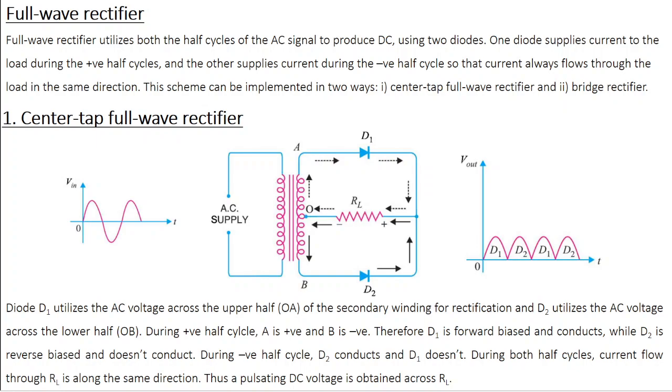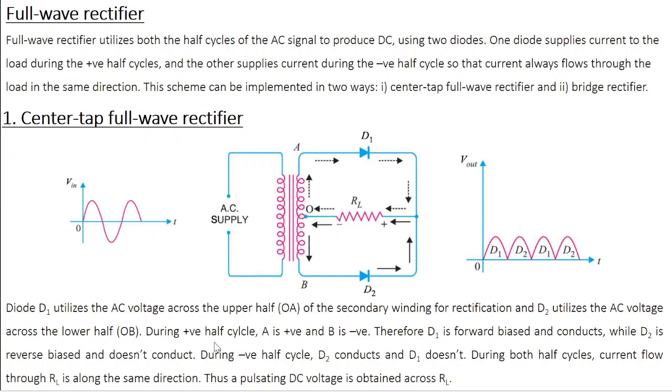This scheme can be implemented in two ways. One is a center tap full wave rectifier, and the second one, which is the most popular, is a bridge rectifier. Let's first talk about the center tap full wave rectifier. So this is the circuit diagram. A center tap transformer has three leads. So you have a positive one here, a negative one here, or a live and neutral, and the middle one you can treat as the ground. And you have two diodes here, and in between these two you have a load resistor which is connected to the center tapping of the transformer.